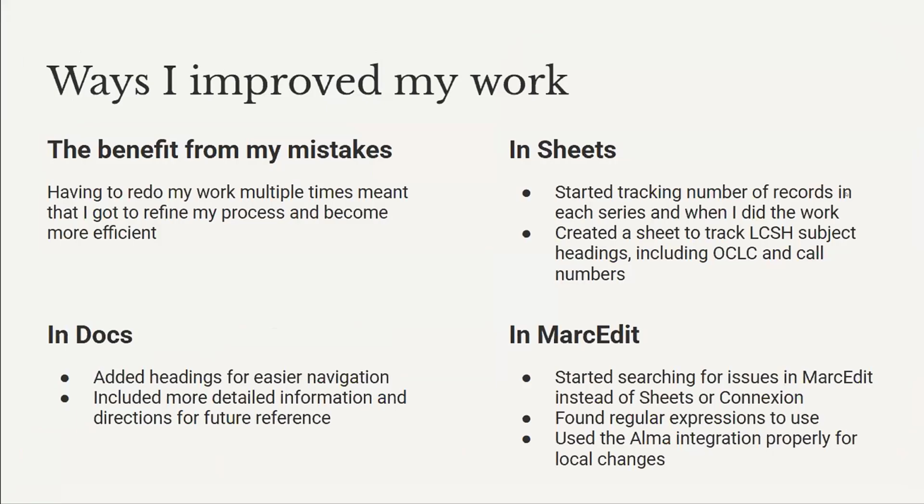Okay, the one benefit from those mistakes is that I was able to refine my process and become more efficient during it. So in Sheets, I did in my last go round start tracking the number of records in each series. Before I had not, and so I never felt entirely sure that I had pulled all the records I needed to from the series when I was working on those batches. Then I also, when I was changing the subject headings, which I did after I'd done all the descriptive cataloging work, created a sheet that had the original headings, the new headings, OCLC numbers, and call numbers. I should have been doing that all along, tracking precisely what I want to change.